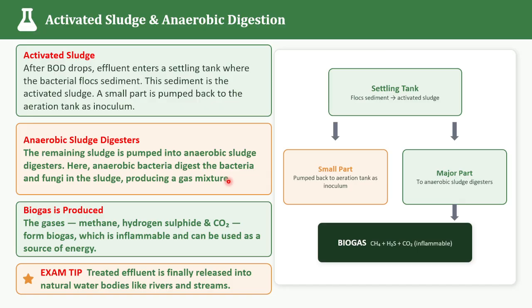See, once the BOD has been reduced significantly, the effluent moves to the settling tank. Here what happens? The bacterial flocs settle down, and the sediment formed is called activated sludge.